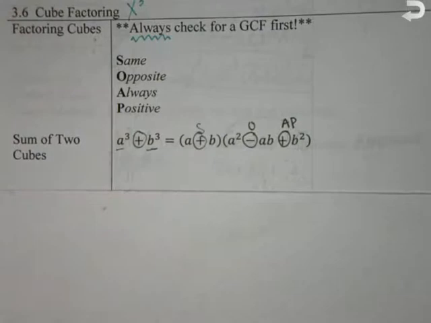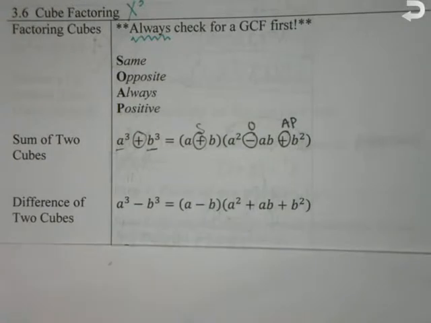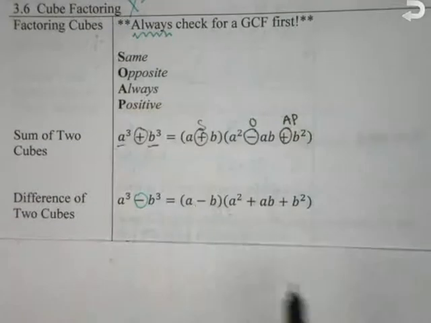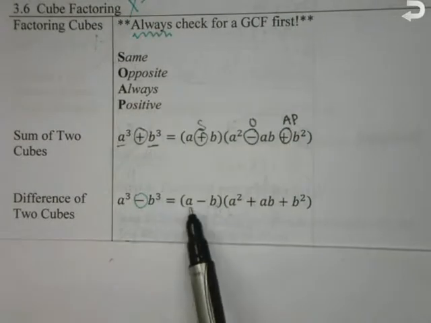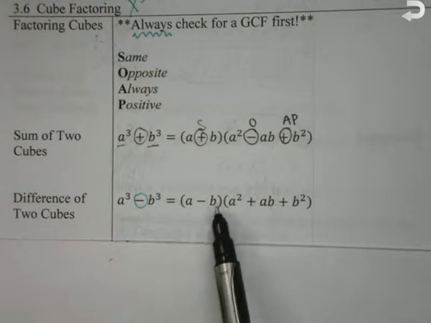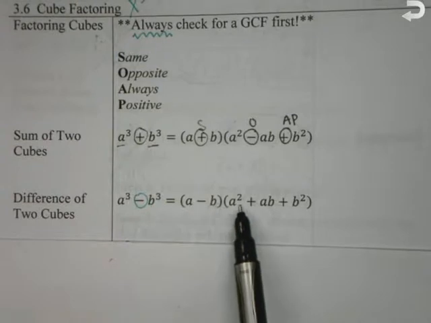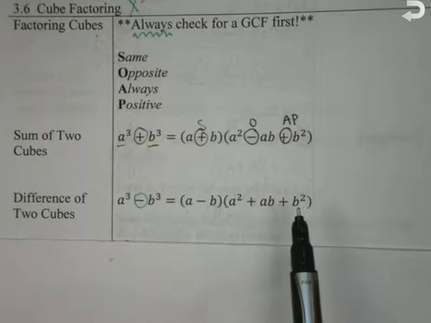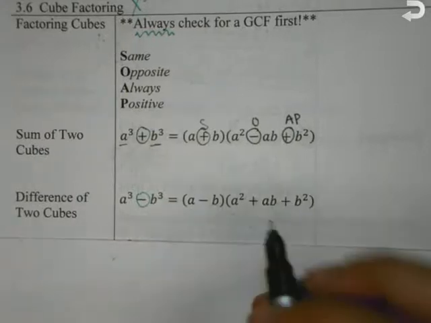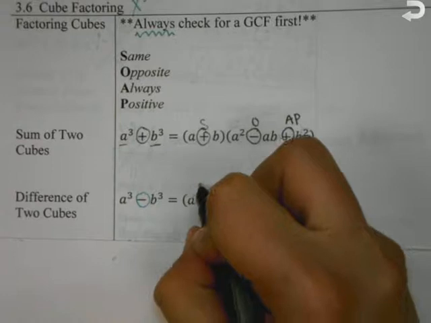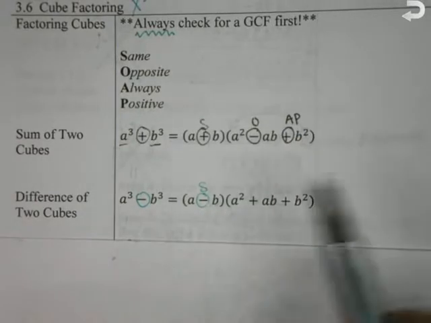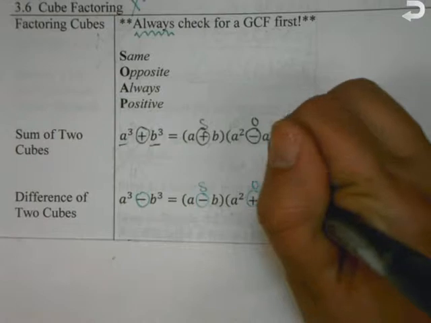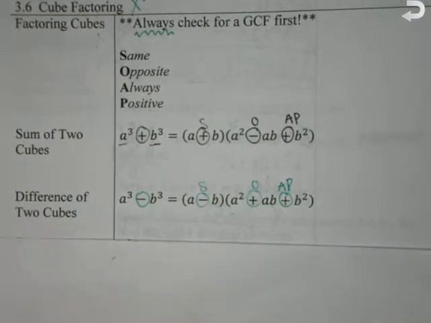Very similar rule to a difference of 2 cubes. If we are taking 2 cubes and subtracting them, all of the blanks are filled in the exact same. First blank is base 1, base 2. Next blank is base 1 squared. Middle is base 1 times base 2. And then the last one is the second base squared. But our signs are different, so it is still same, opposite, positive. When you are subtracting, it's minus. Opposite, so it becomes a positive. And then the last one is always positive. So those are our 2 rules.